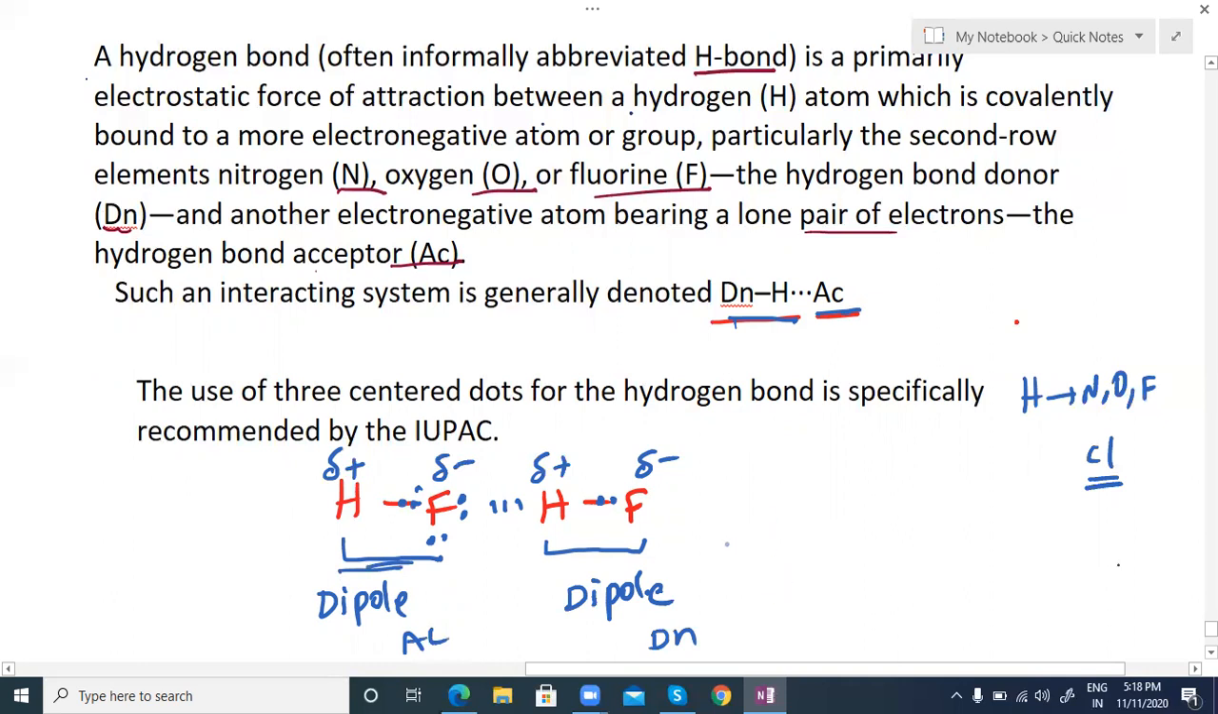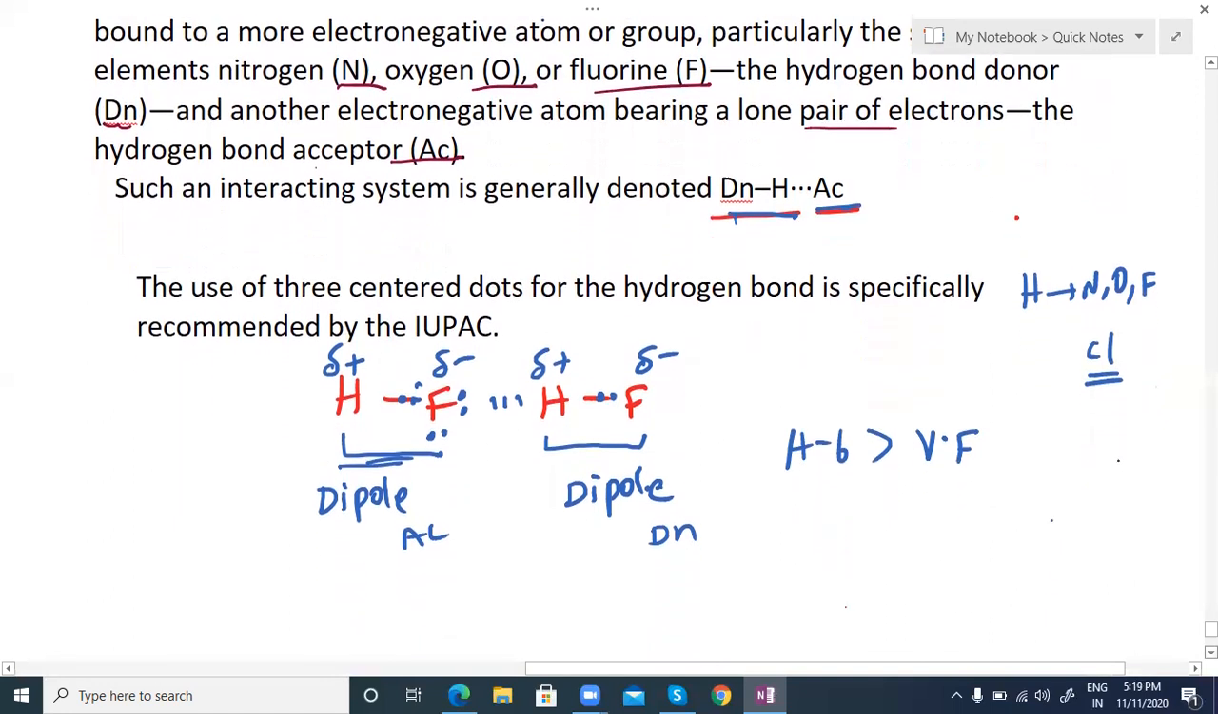This is a strong attraction force. Hydrogen bonding attraction is stronger than van der Waals forces of attraction, but this force of attraction is lesser than ionic bonds and covalent bonds. Try to note down the points.